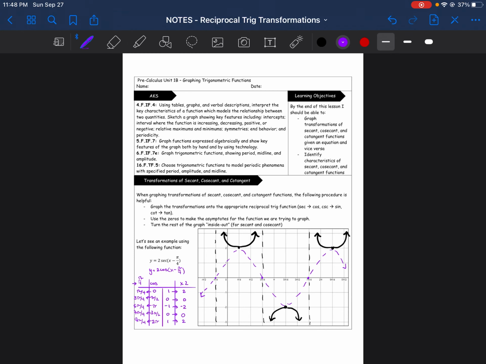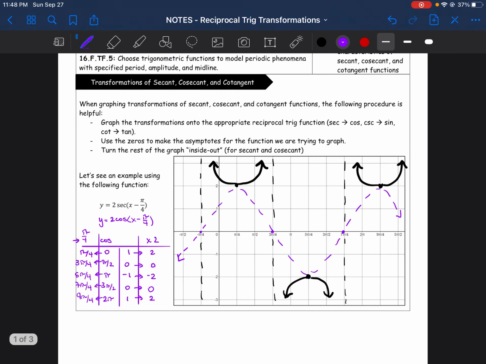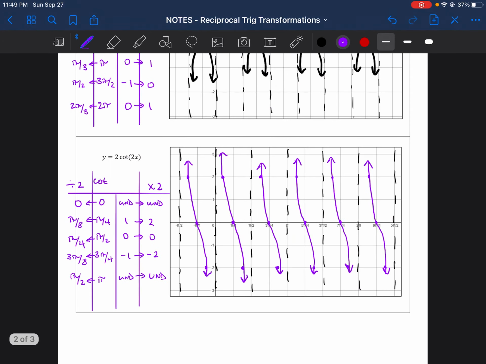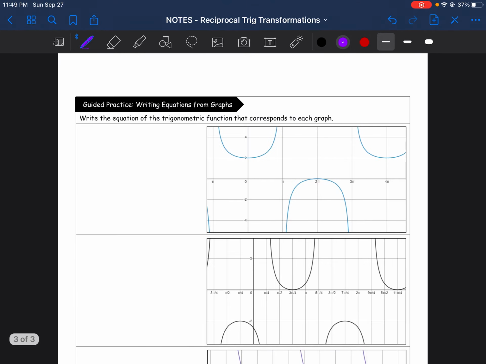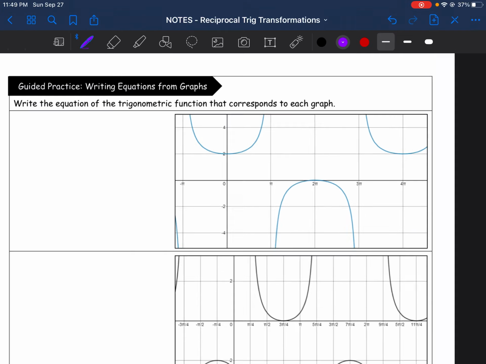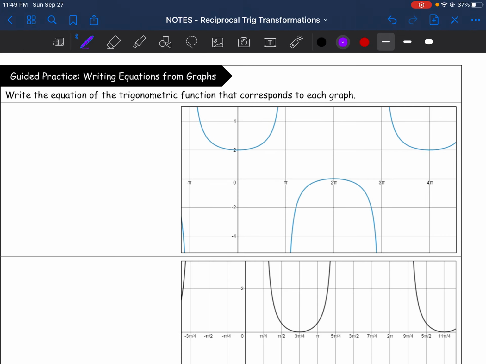All right, so for these last 3 examples, this is how we can take a graph or an equation and use a table to help create the graph. In the case of secant and cosecant, we're applying the transformation to the reciprocal functions and then turning that function inside out. For cotangent, we can just use some knowledge of the parent cotangent function and apply transformations to that. Now let's do the opposite. We're going to be given a graph and we want to figure out what the original equation was for that trig function.